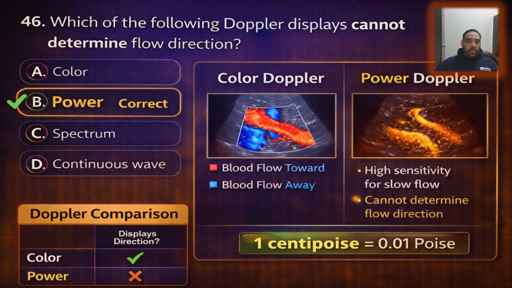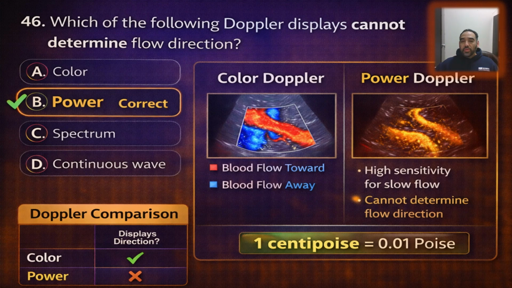Okay, let's go to the next question, and it's asked, which of the following Doppler displays cannot determine flow direction? And again, the answers available are A, color, B, power, C, spectrum, or D, continuous wave. And again, the correct answer, unfortunately it's highlighted there, is power. So power Doppler cannot determine flow direction.